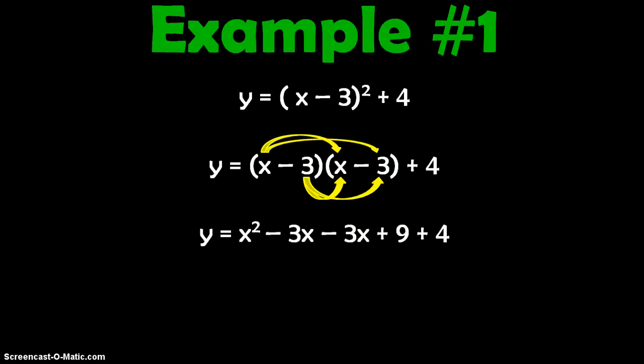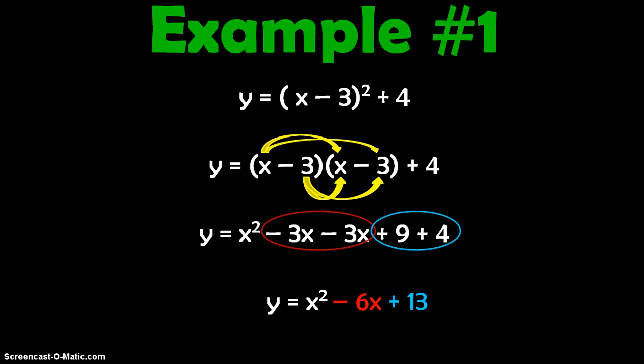After we distribute, we just want to combine our like terms. So we have a negative 3x minus 3x, which is going to give us a negative 6x, and then 9 plus 4 is going to give us a positive 13. So our answer then is y equals x squared minus 6x plus 13. So we're back to standard form, which is what we wanted.